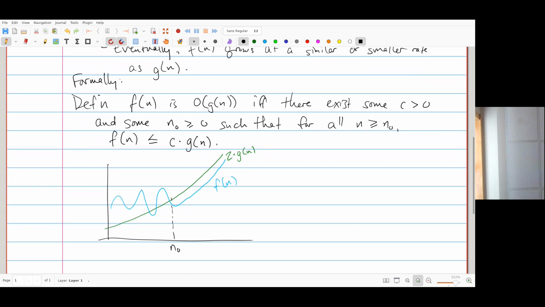Doesn't matter what happens before that point, but from this point on, f of n is always less than or equal to 2 times g of n, right? Or it could go like this, right? That's certainly less than 2 times g of n, so.